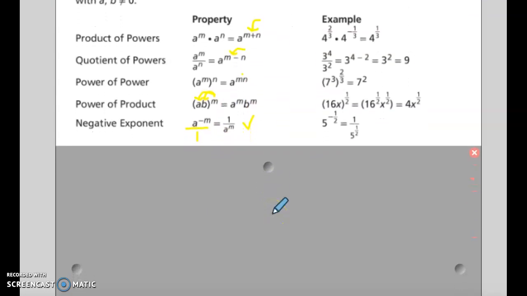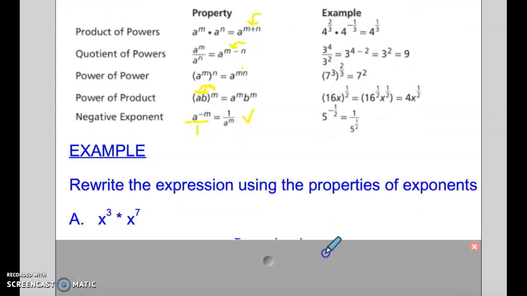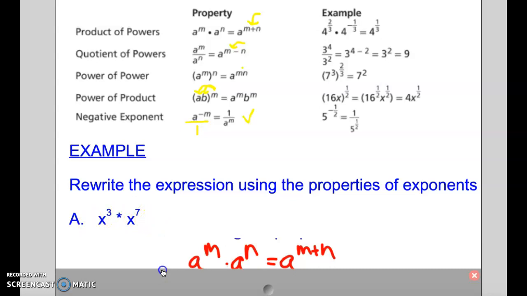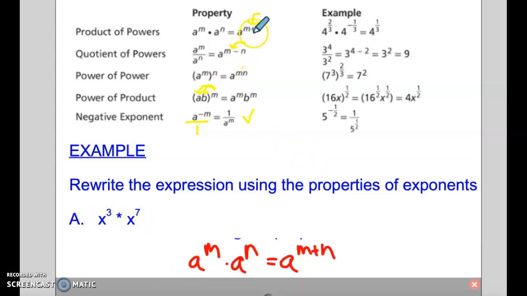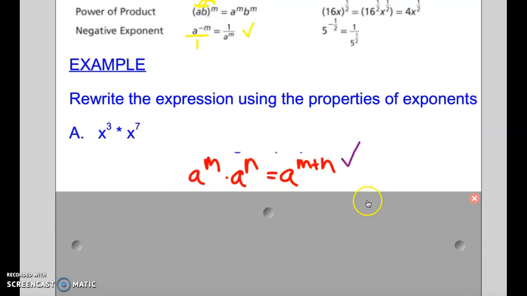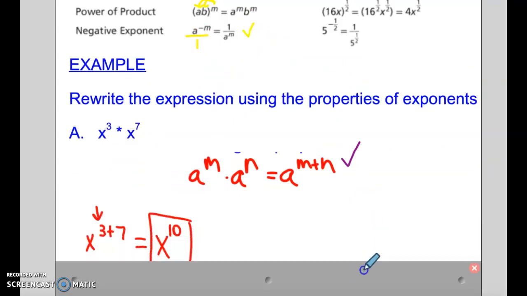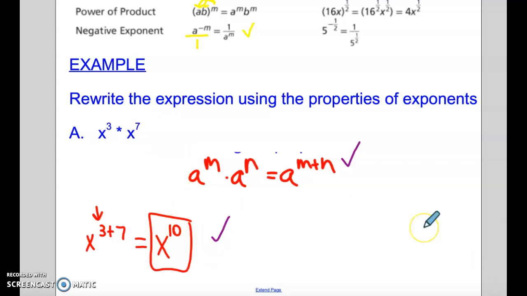So let's just do an easy example, first example here. It says, let's rewrite this expression using the properties of exponents. So which one am I going to do here? I see I'm multiplying two variables. So when I'm multiplying two variables, that tells me I have to use product of powers, right? When I add my exponents together. Okay, so it's going to become x to the 3 plus 7, which is going to give me x to the 10. And that's all it is. Okay, that's a very easy one.